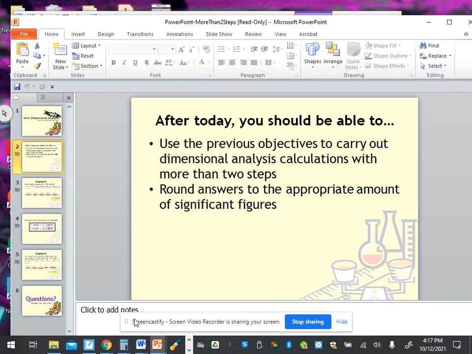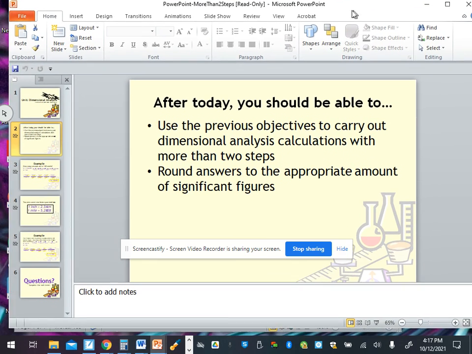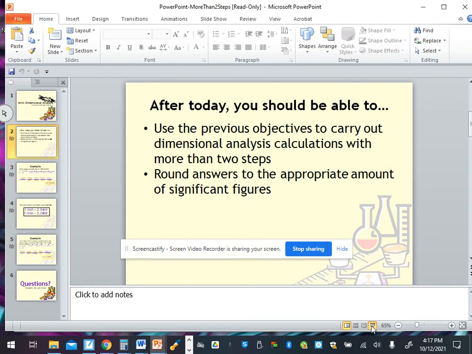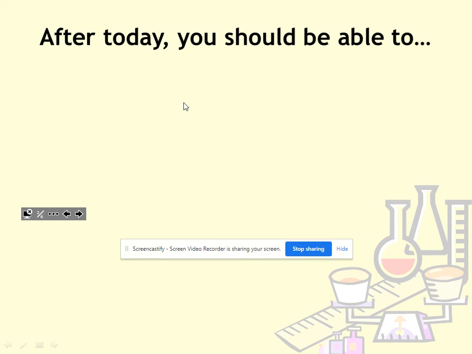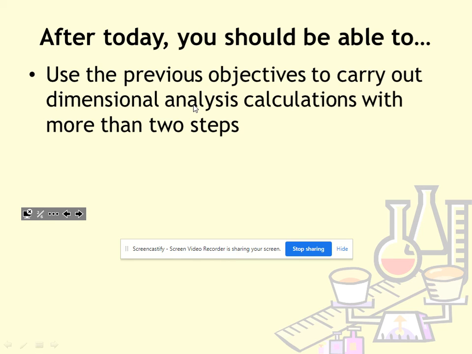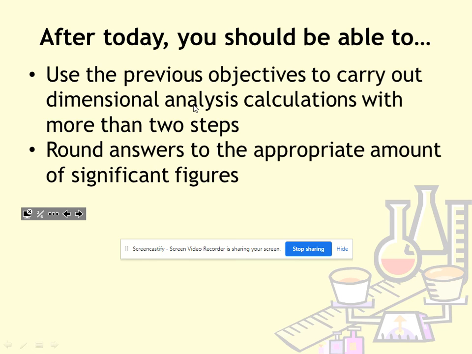So for this, let me maneuver my screen around here a little bit. So I'm on the top of page 25, concept 4. After today, you should be able to use the previous objectives to carry out dimensional analysis. Remember, I abbreviate that DA sometimes. Calculations with more than 2 steps. So you thought 2 steps is bad. We're going to do a few more now. And round answers to your appropriate number of significant figures. We're still going to use the rule of using however many are given in the problem.